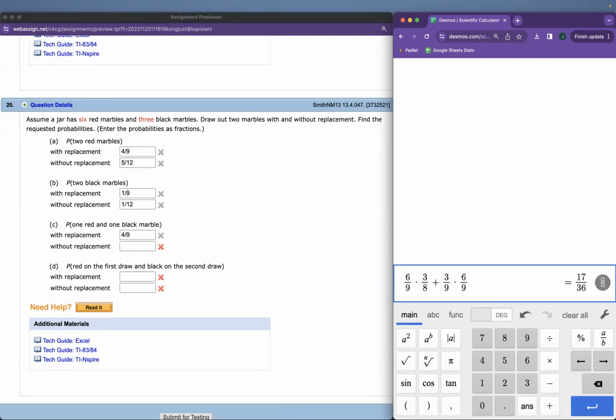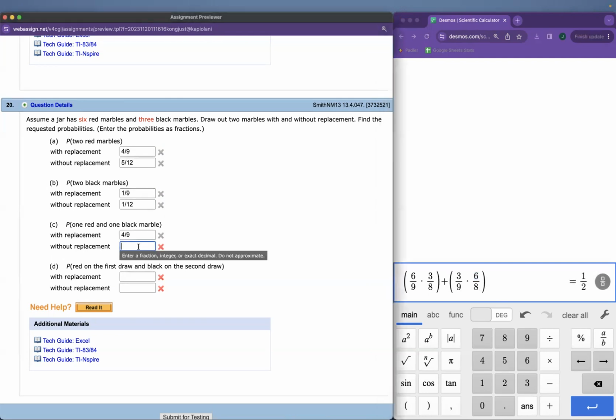Let me add some parentheses to kind of separate these 2 events here. So this one represents picking a red and then black. Here I have black first and then red. This time, if I pick a black marble first, that's 3 in 9's possibility. When I go to pick the red marble, there are still 6 red marbles, but there's 1 less marble overall. So that one changes to 8 on the bottom, and the result is 1/2.